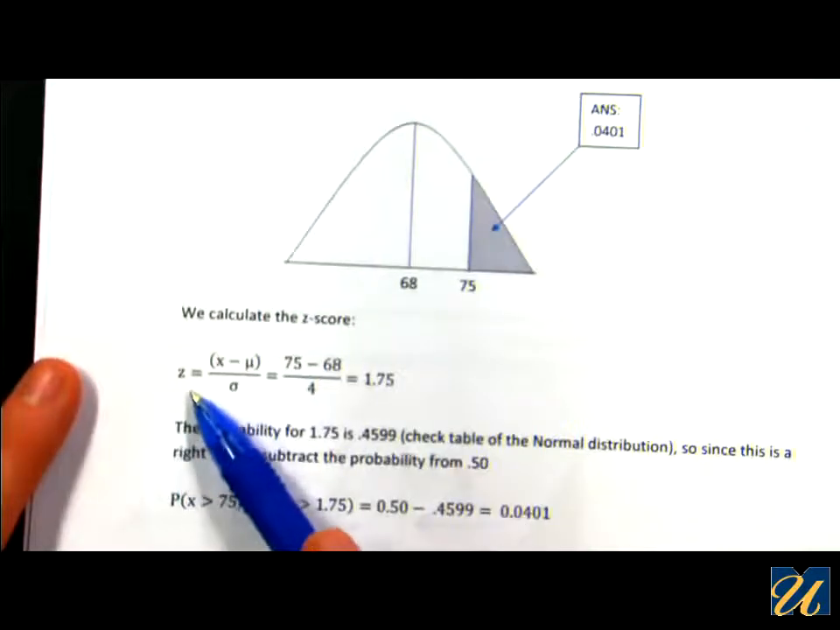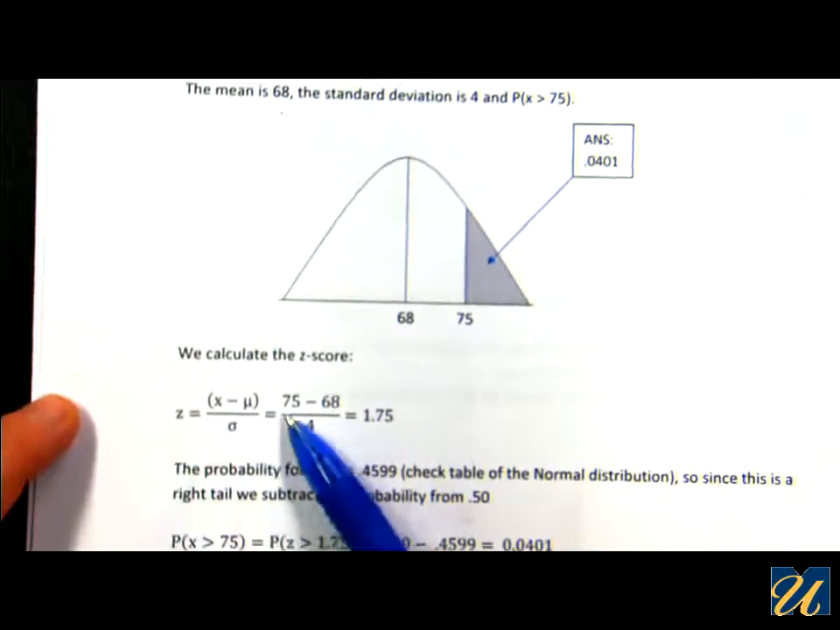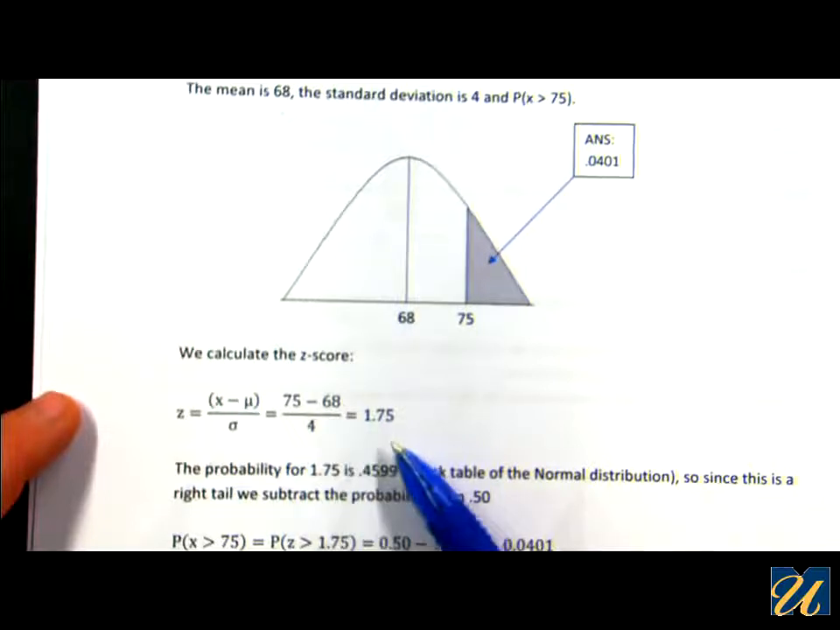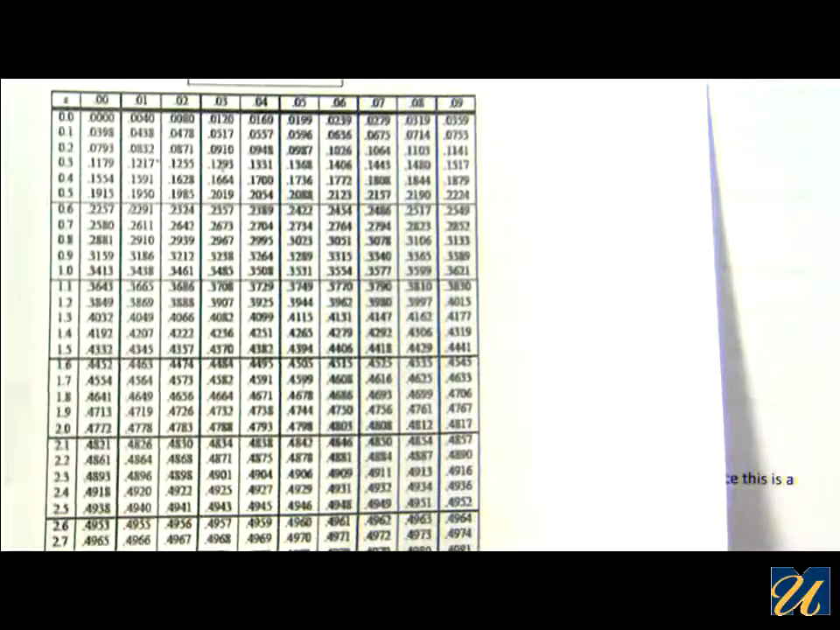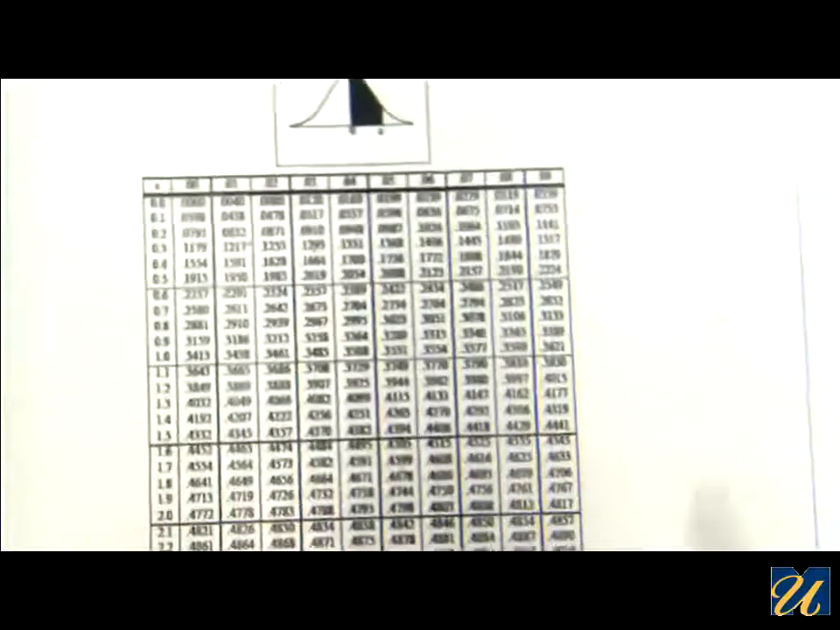Next step, we calculate the z-score. 75 minus 68 over 4. Your z-score will be 1.75. Once you have the z-score, you go to your table. You go to the table and you look for the corresponding probability for 1.75. Let me show you one more time.